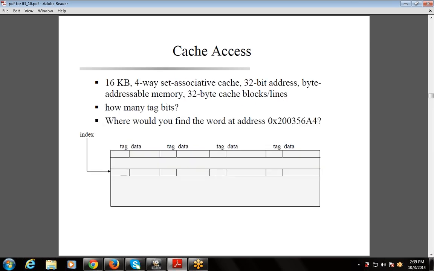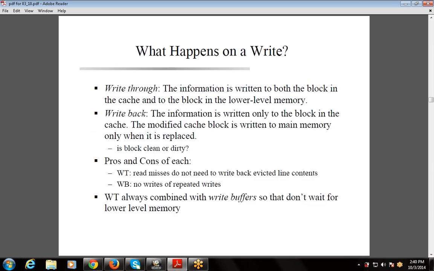Then cache access. This is a 64 KB 4-way set associative cache, 32-bit address, byte addressable memory, 32-byte cache block size. How many tag bits are required in this field? That is, where would you find the word at the address? This is again the requirement. Then 16 KB, that is your 4-way set associative, and 32-bit address byte addressable memory.